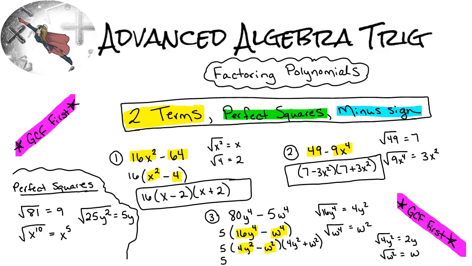Keep bringing the 5 down. That's important. The GCF keeps coming down in every step. Okay, so the part that's in yellow is going to become 2y minus w, and then 2y plus w, and then we just bring down the 4y squared plus w squared, since it didn't factor again. And that is it. That is our final answer for that one.